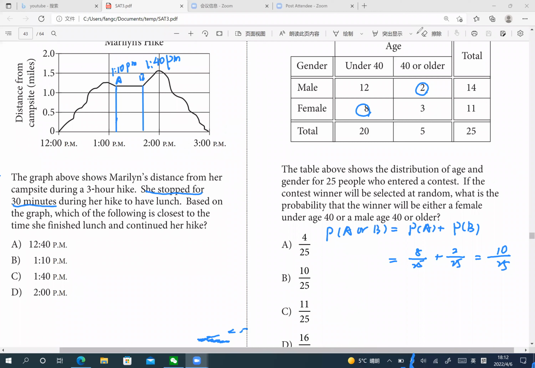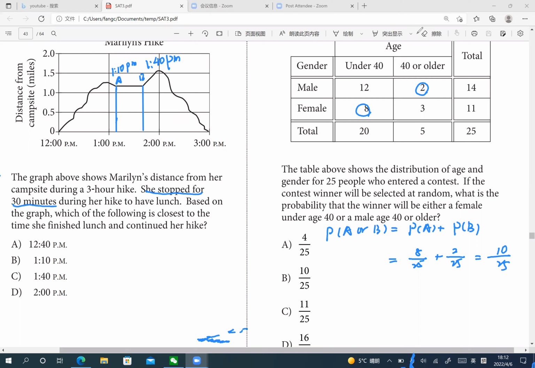The graph above shows Marilyn's distance from her campsite during a 3-hour hike. She stopped for 30 minutes during her hike to have lunch. Based on the graph, which of the following is closest to the time she finished lunch and continued her hike?